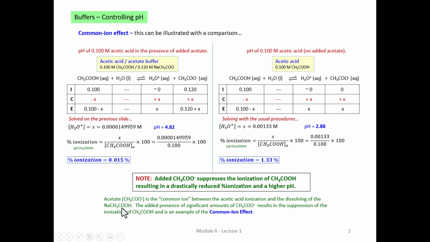So acetic acid by itself produces some acetate. But if you add acetate from the outside, you're adding an ion that's common to this equilibrium, because this equilibrium does produce some acetate. You're adding a common ion, meaning that it's common to both equilibria, and the addition of that common ion suppresses the ionization of the acetic acid, resulting in lower ionization and a higher pH. This is just simply referred to as the common ion effect.